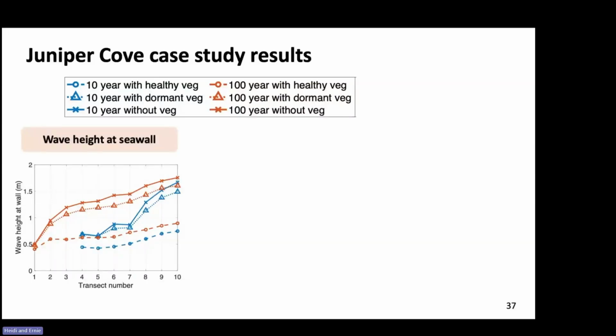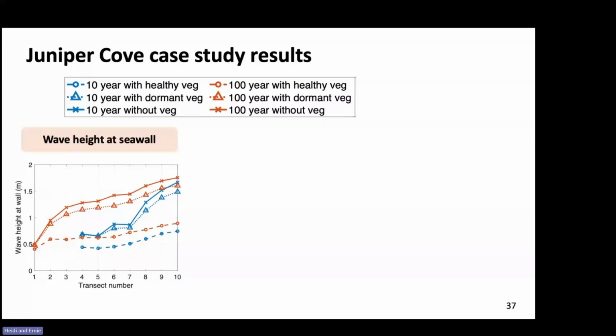And here on the x-axis, I'm showing the transect number, which are the wave directions that I simulated shown on the previous plot. And because they have different bathymetries, the magnitude of these wave heights at the wall are very different. Now also look at the circles and the triangles showing the different seasonalities of the vegetation. It also shows a significant difference.